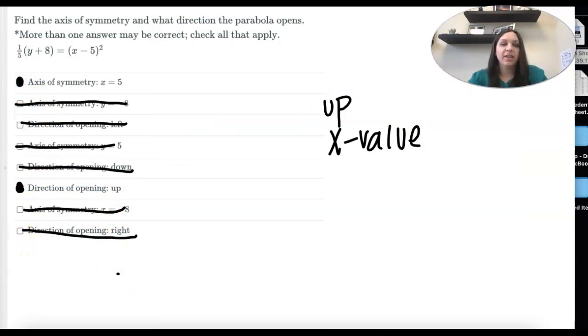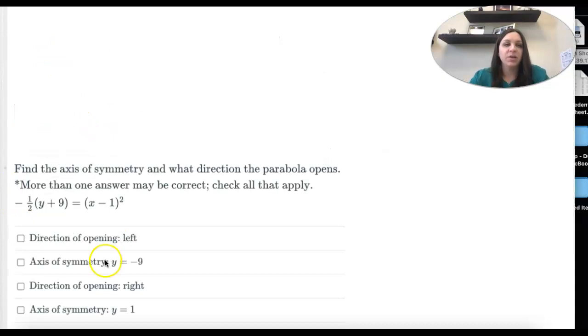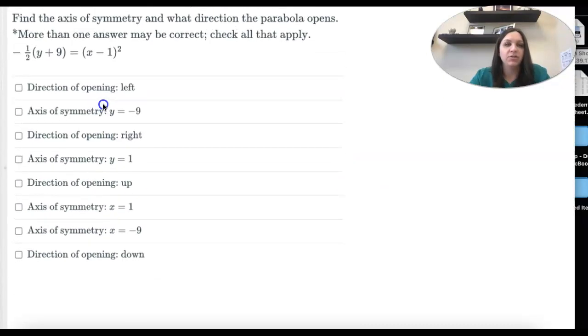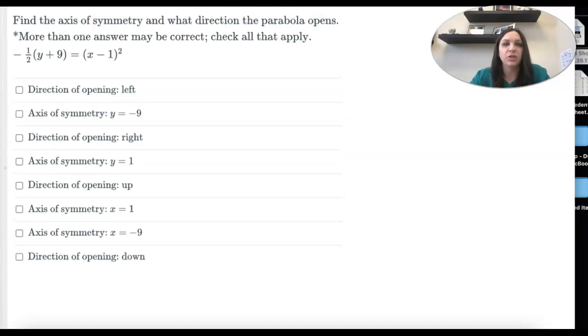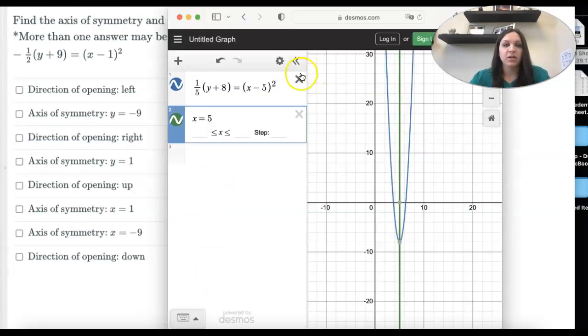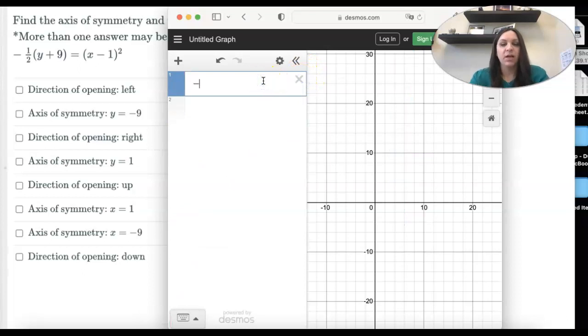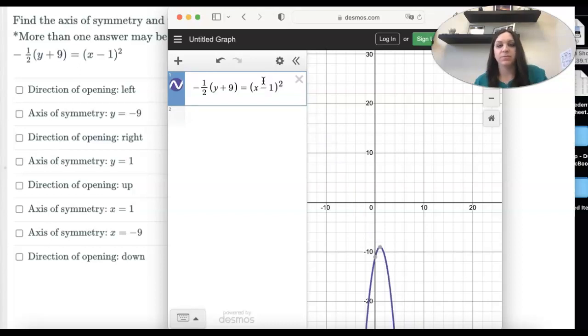And you have a couple like that where it gives you an equation and you have to know the direction and the axis of symmetry. So on these, just graph them so you can get a picture of what you're looking at. So -1/2 y plus 9 equals x minus 1 squared. Okay, now we're opening down.